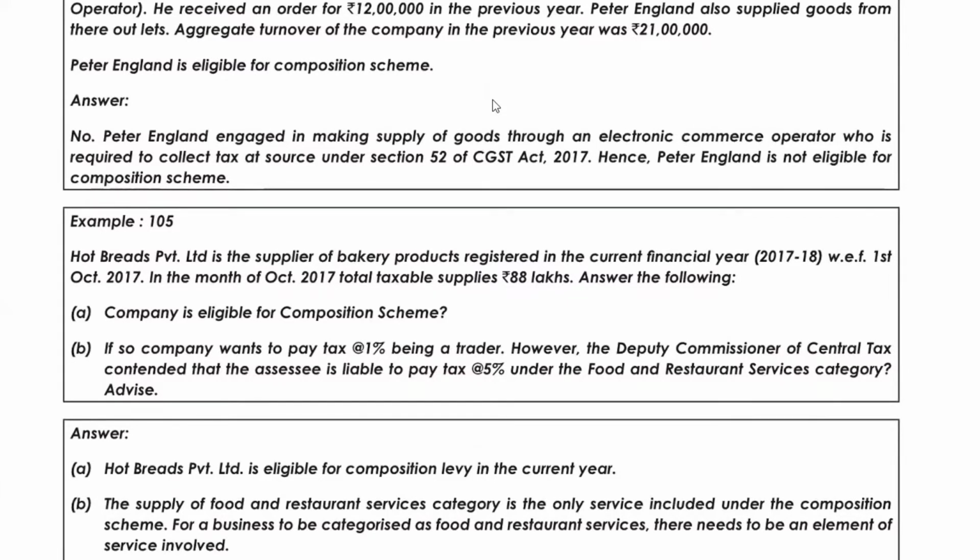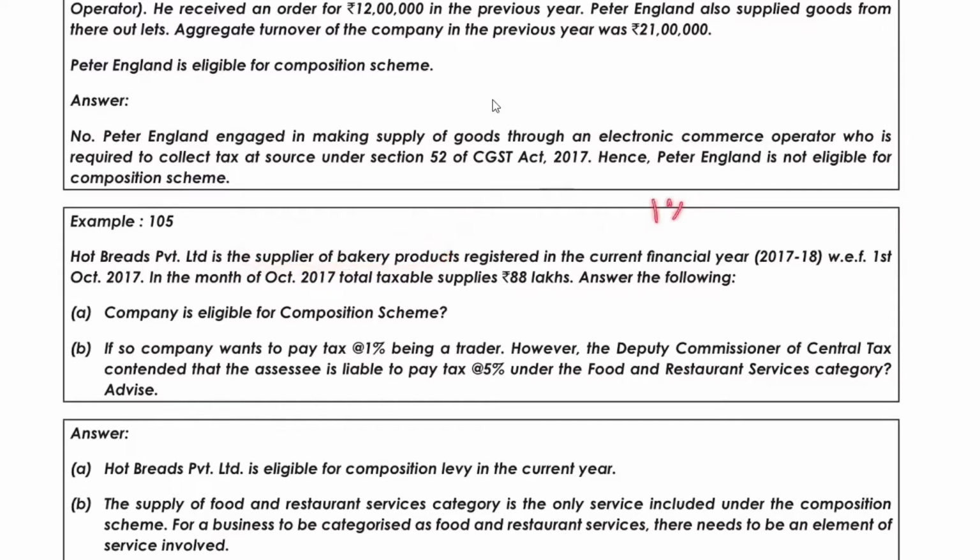See, Shivam, Hot Breads is not providing restaurant service. They're just supplying goods. Bakery products means goods. And the supplier of bread means what? Trader. Correct. So 1%.